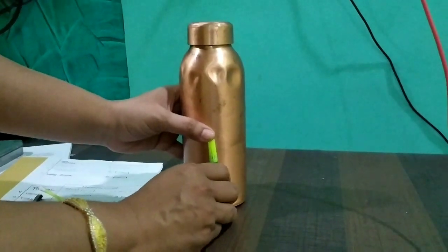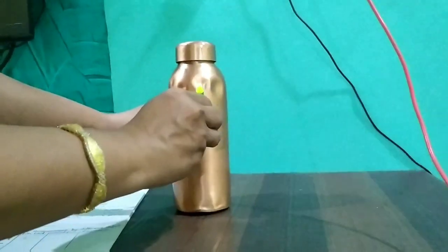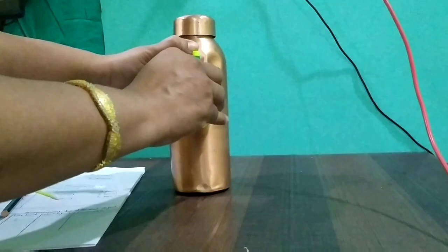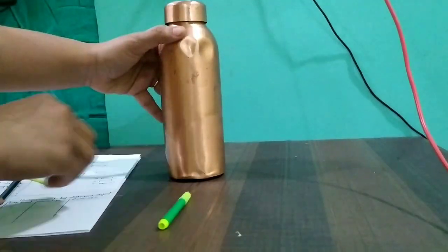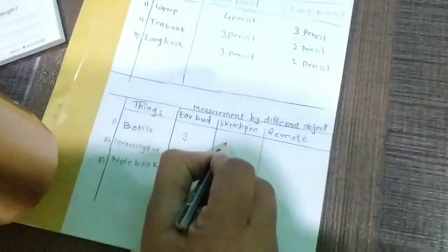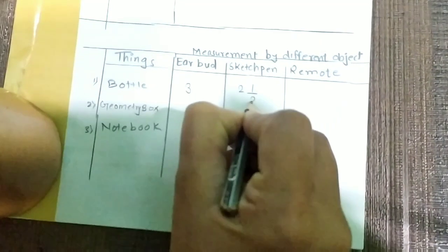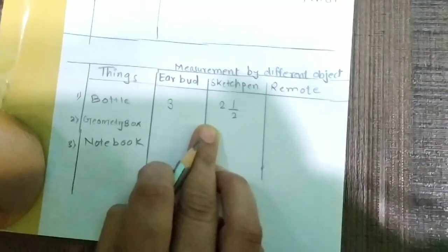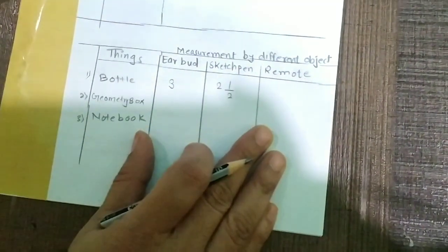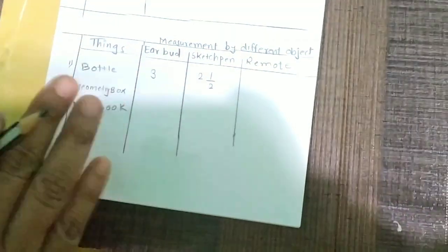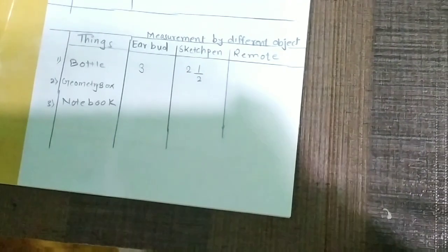Then we will do the same measurement of the bottle with the help of this sketch pen. This is 1 sketch pen, 2 sketch pen, 2.5. What is the measurement? 2.5 sketch pen. Now let's do the measurement of the bottle.